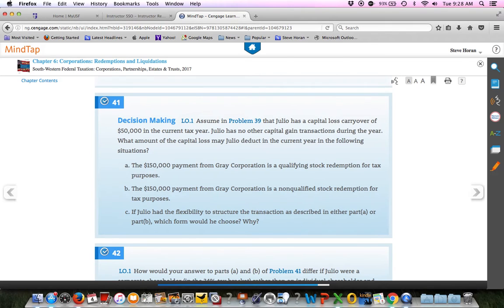Okay, question 41. We're going back to the same scenario, question 39. Julio has a capital loss carryover of 150 in the current year. Julio has no other gain transaction during the year. What amount of the loss may Julio deduct in the current year in the following situations? A. The 150 payment from Gray is a qualifying stock redemption for tax purposes.